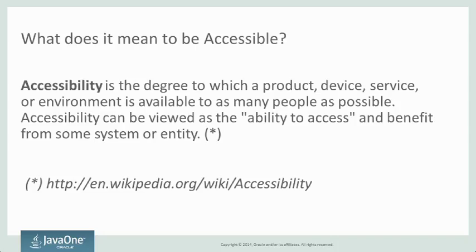What does it mean to be accessible? Here's the definition from Wikipedia, so I'm going to read it out. Accessibility is the degree to which a product, service, device, or environment is available to as many people as possible. Accessibility can be viewed as the ability to access and benefit from some system or entity.